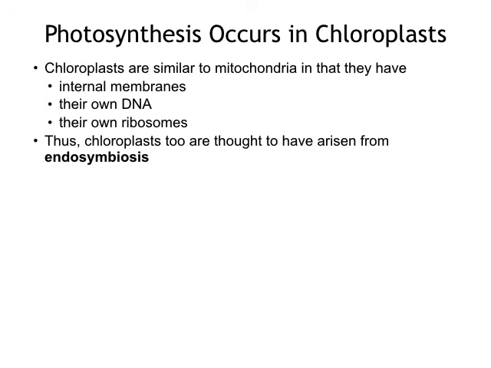So chloroplasts are thought to have arisen from endosymbiosis, which is the scientific theory that suggests that ancient cells once engulfed other cells that then became the mitochondria, or became the chloroplasts.